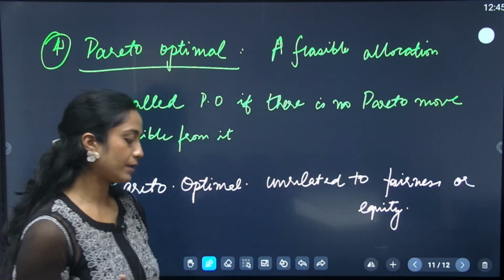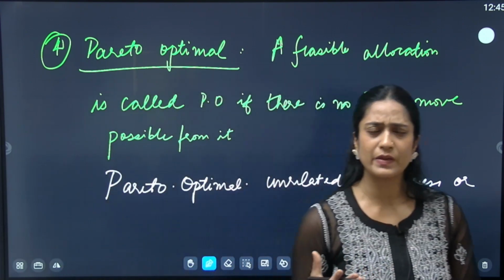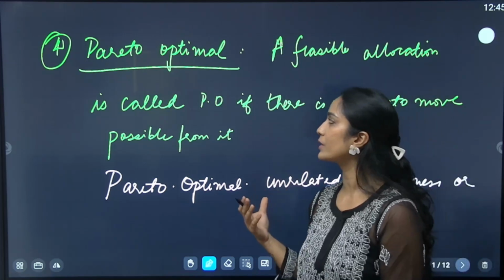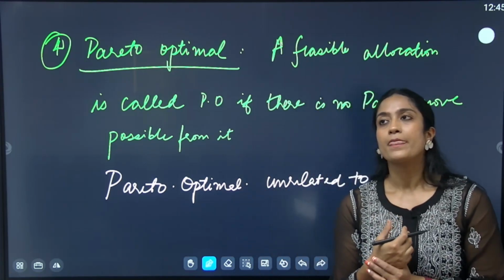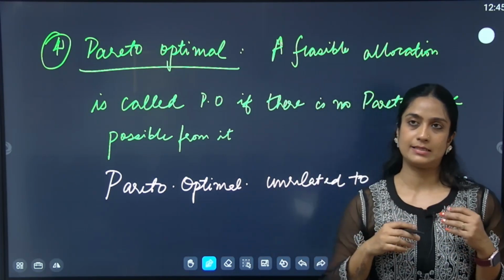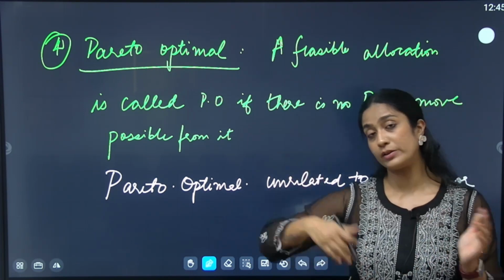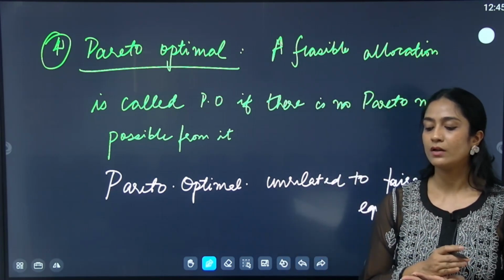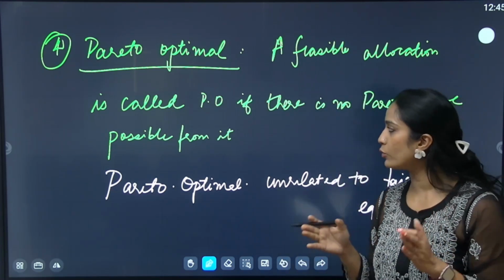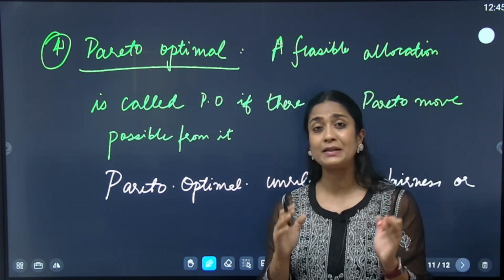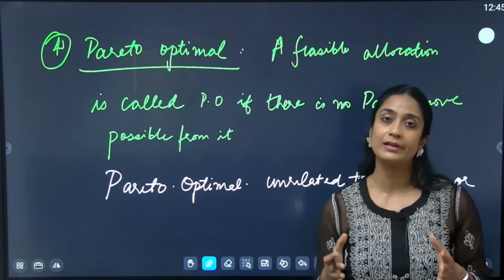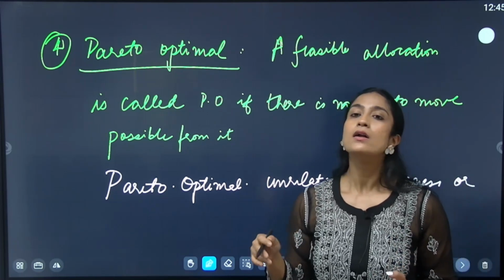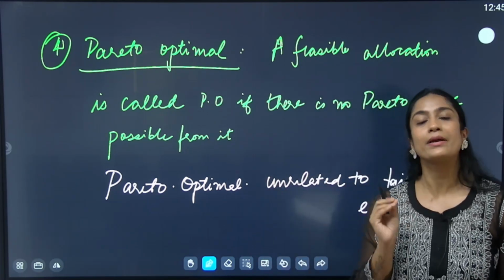So to understand this, think about the extreme example. Think about the case where Fiza has all the rum and all the bread, right? So Fiza has the entire amount of bread that is available and the entire amount of rum that is available, right? Total of X and Y. This point is Pareto optimal.